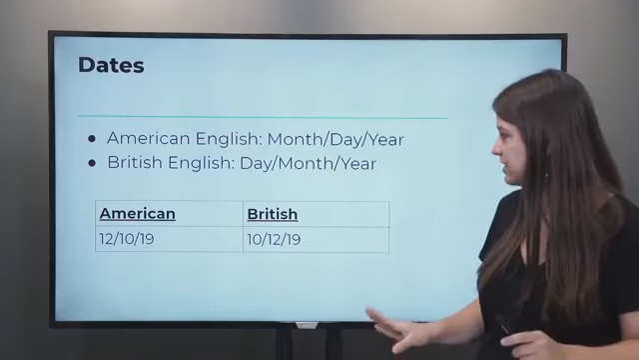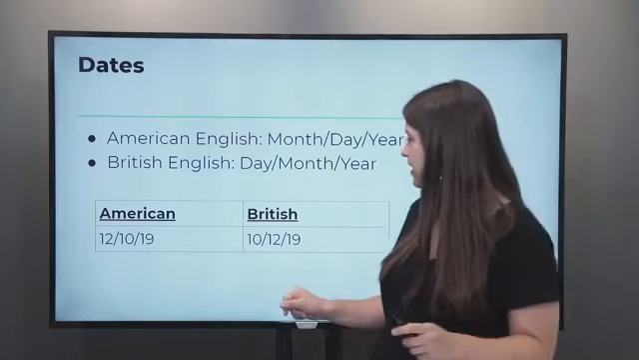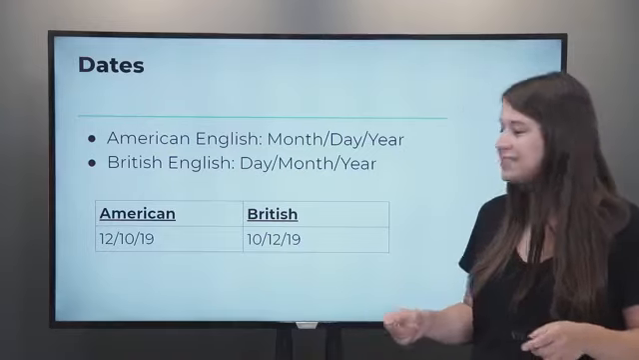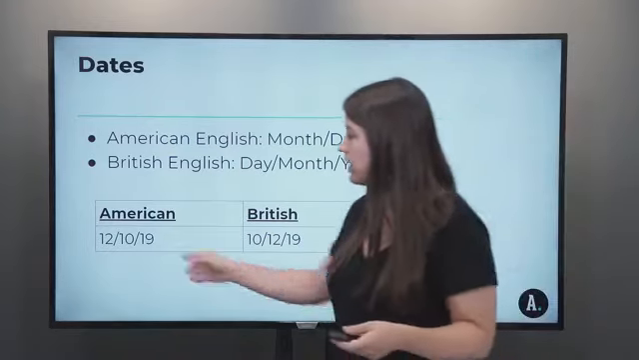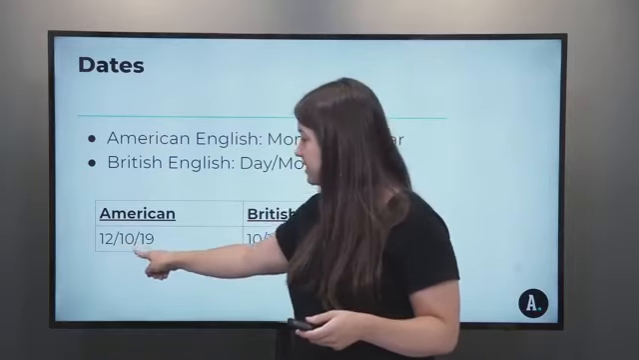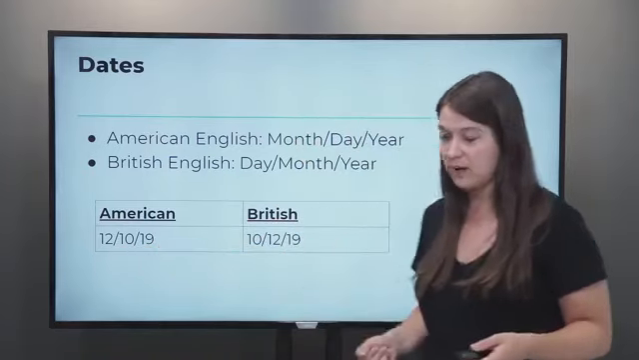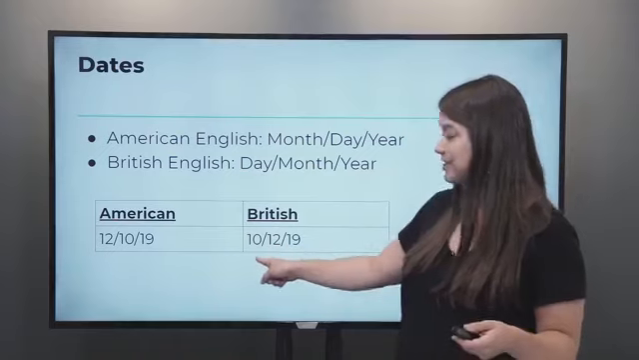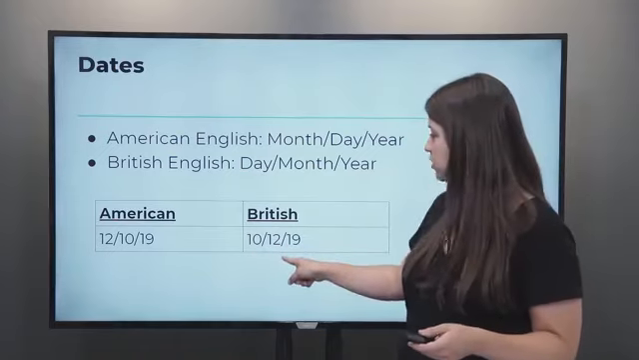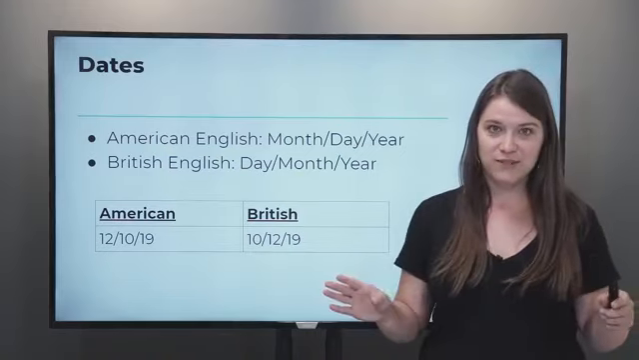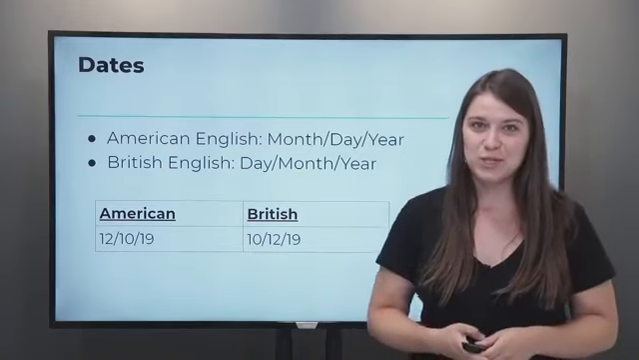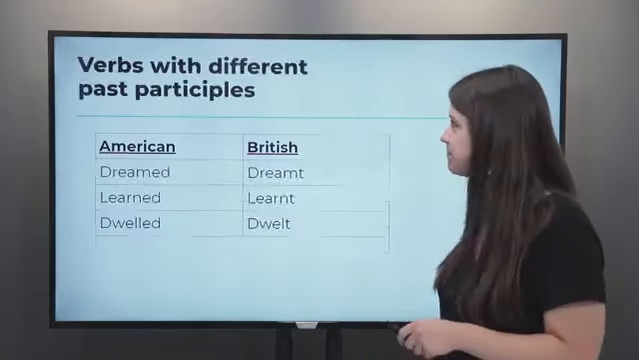So let's look at this example. American, let's say it's the 10th of December, for example, okay? So the 10th of December would be 12 for December, and then 10, and then 19 for the year. Okay, so in British, it would be first the day, 10, and then 12, and then 19. So this can be very confusing if you don't know which format you're using.